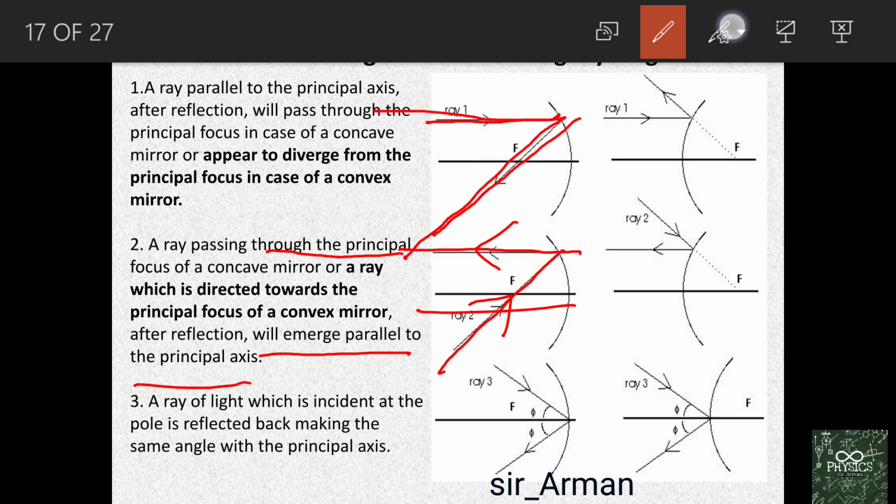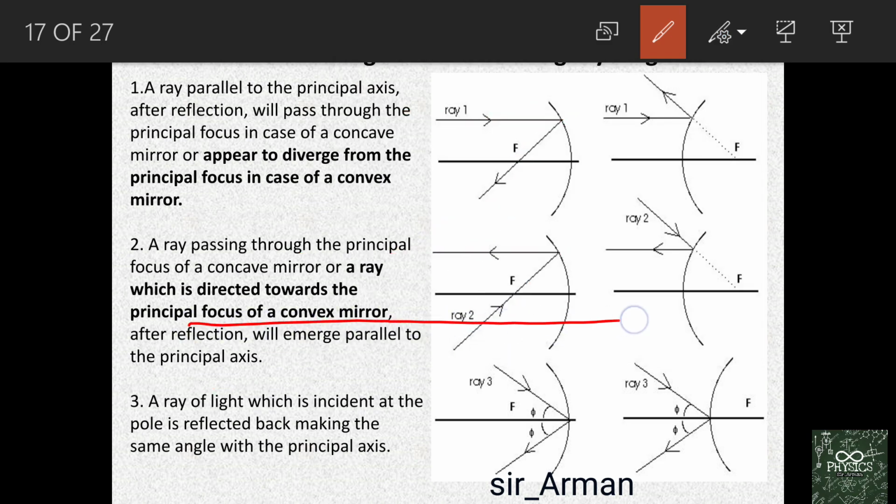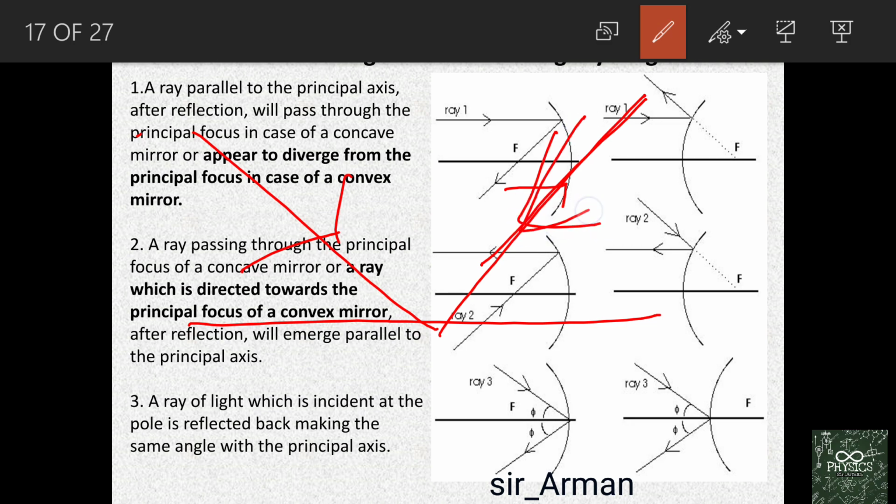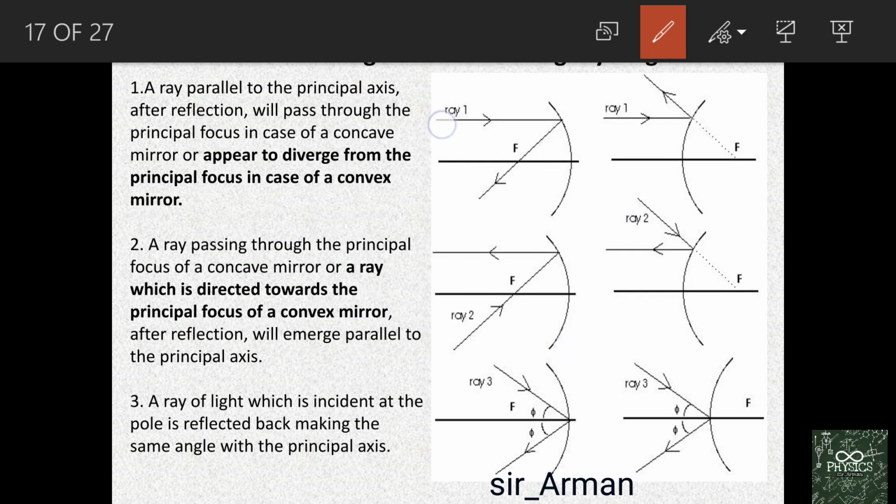It's like a ball. If there is a surface and we throw a ball, when it is incident at that point, it will go like this. And if we throw it again in the reverse way at this point, then after reflection it will go like this. Similar thing happens here. If the ray is parallel, it will pass through the focus, and if the ray is passing through the focus, then after reflection it will go parallel. So these two rules are somewhat similar.